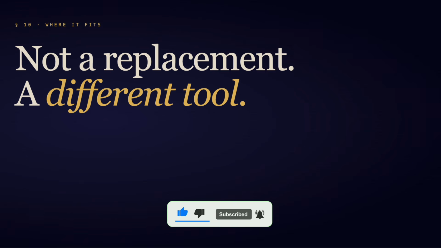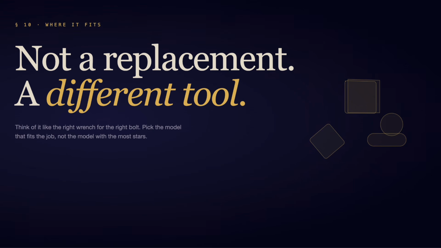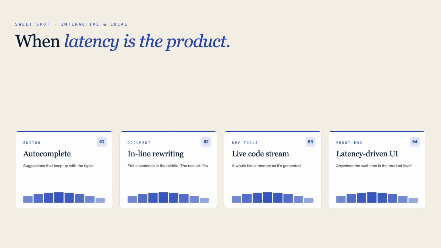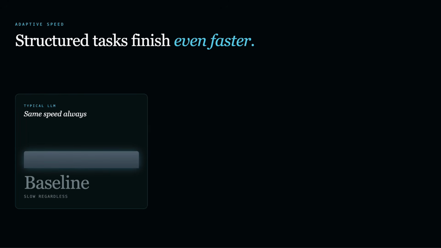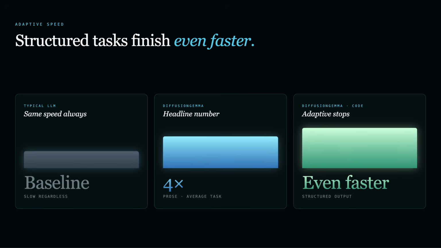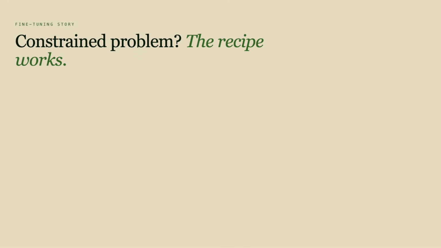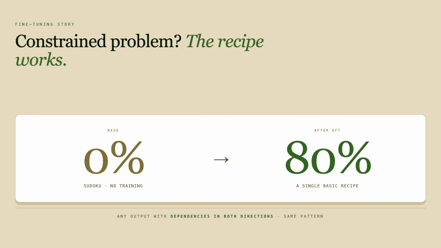So where does this actually fit? My take is, don't think of it as a replacement for your daily driver model. Think of it as a different tool. If you're building anything interactive and local, autocomplete in an editor, inline rewriting, live code generation that renders as it streams, a UI where latency is the whole product, this is the first open model genuinely designed for that. The adaptive speed means structured tasks like code come out even faster than the headline number. And if you have a constrained problem where the output has dependencies in both directions, the fine-tuning story is real. The Sudoku result proves you can take a task from 0 to 80% with a basic recipe.